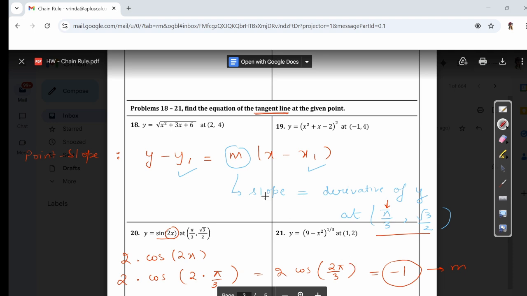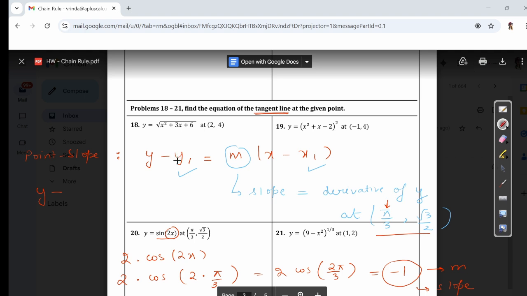This is the value of m. I see. Okay, first you find the derivative of y, and then you substitute the x value. Then the answer that you get is your slope. Now write the final equation: y minus y1 minus.